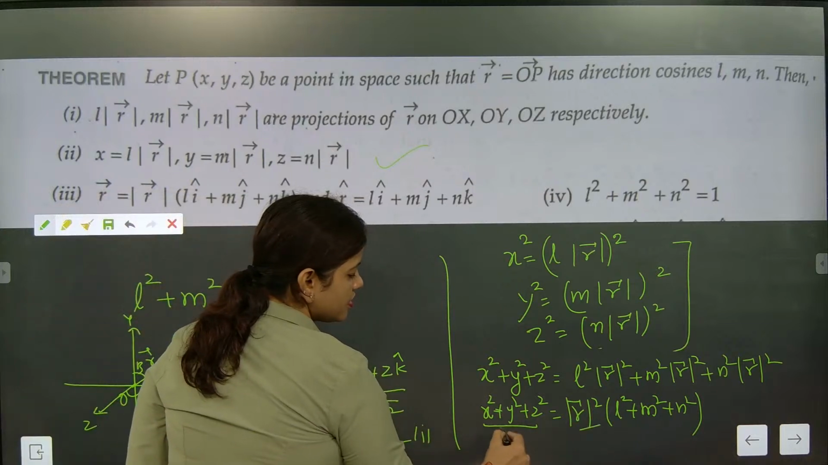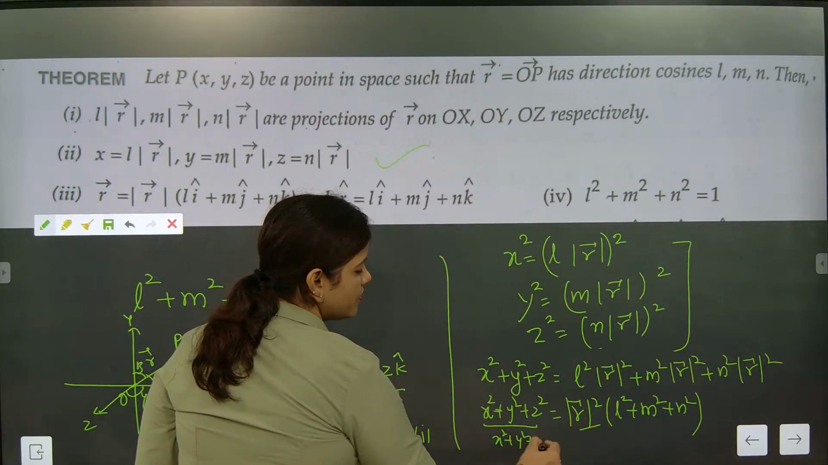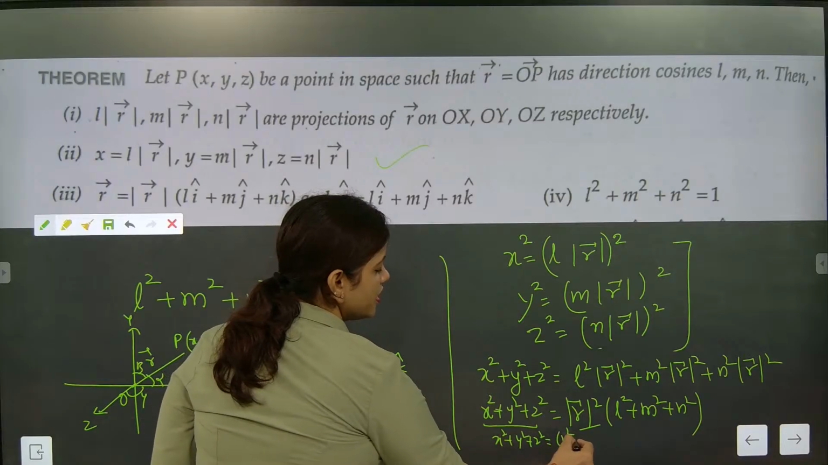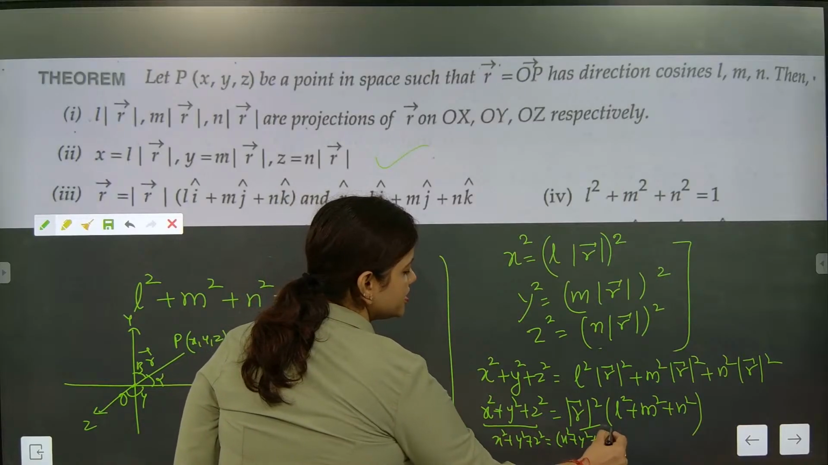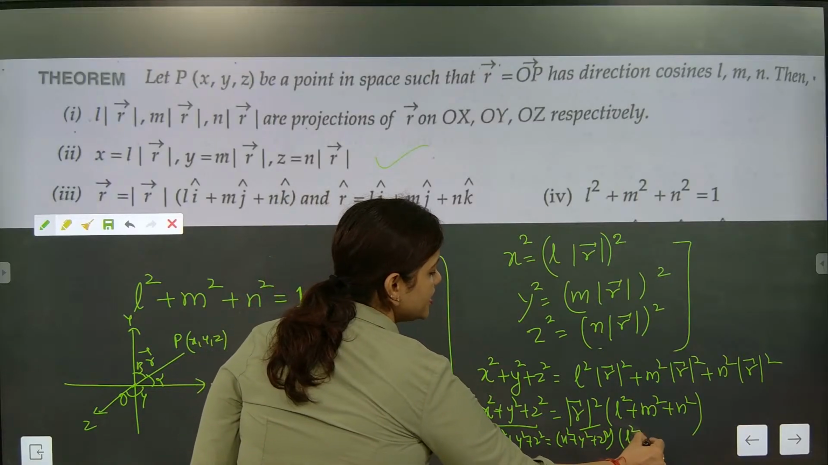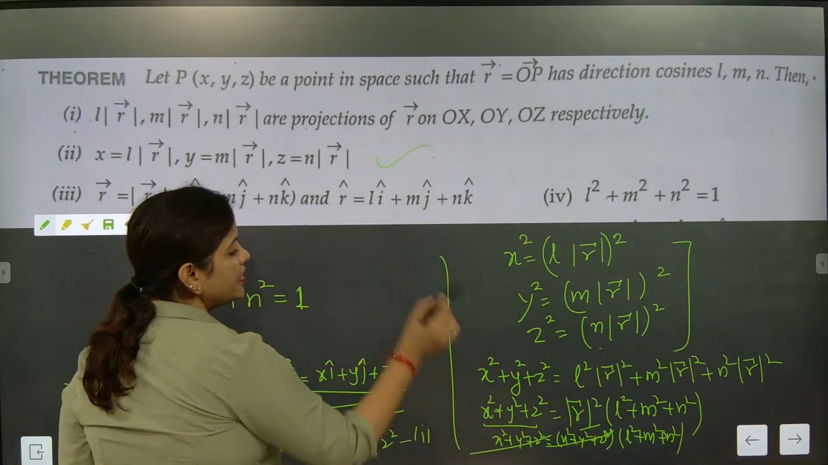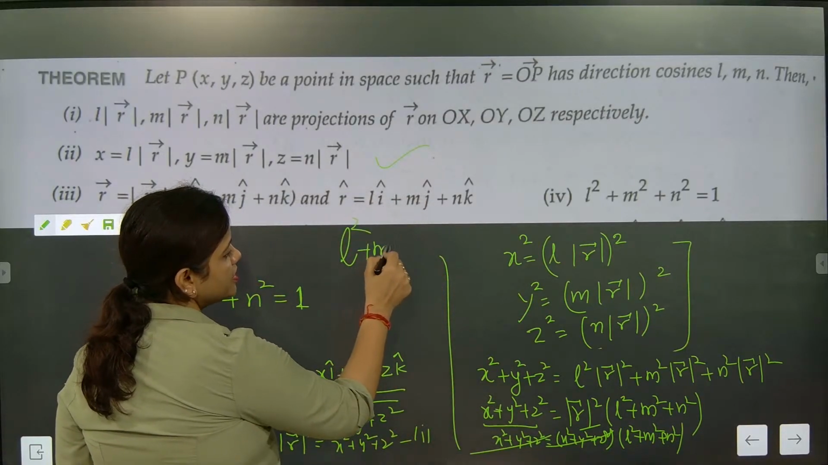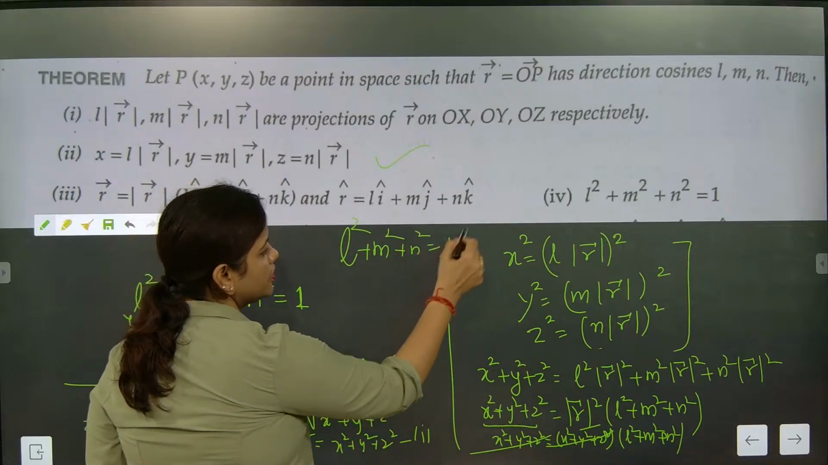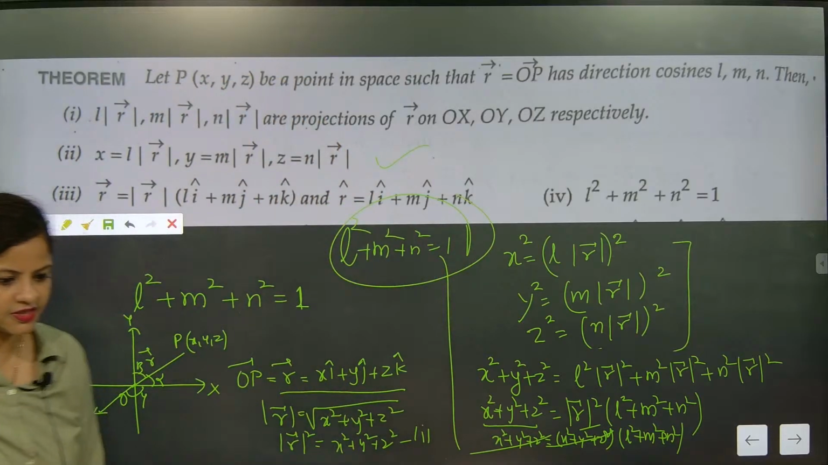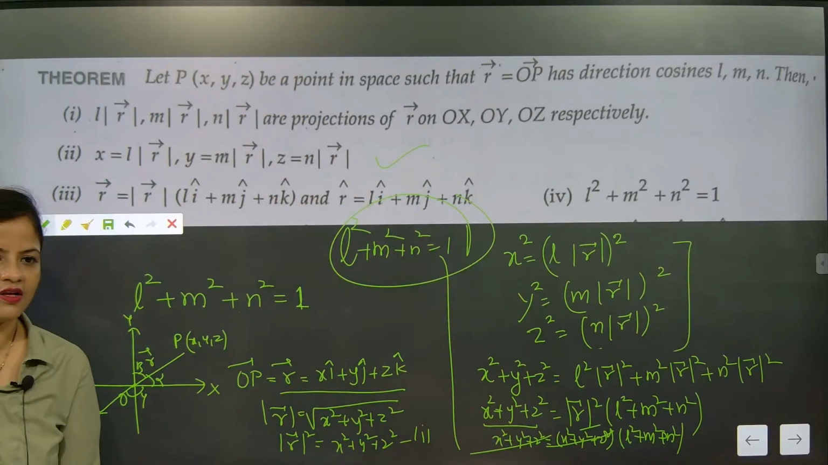Substitute here. x square plus y square plus z square is equal to x square plus y square plus z square. And then here it is coming as l square plus m square plus n square. Cancel this. It is coming as l square plus m square plus n square is equal to 1. I rest my case. That's it. Understood?